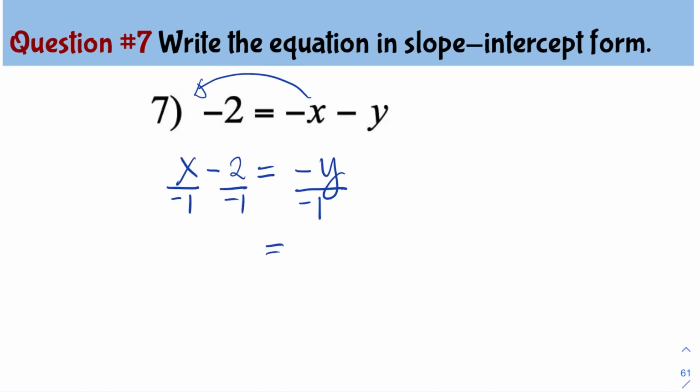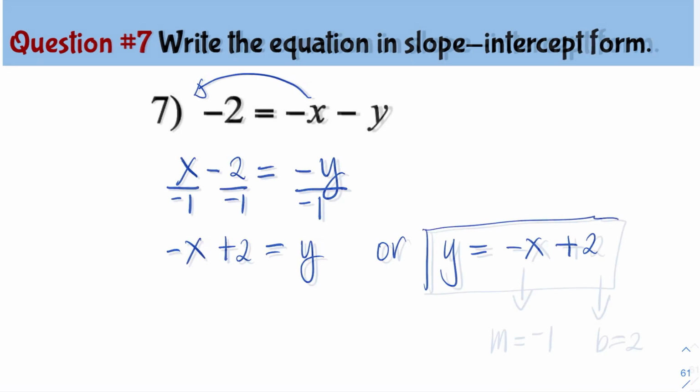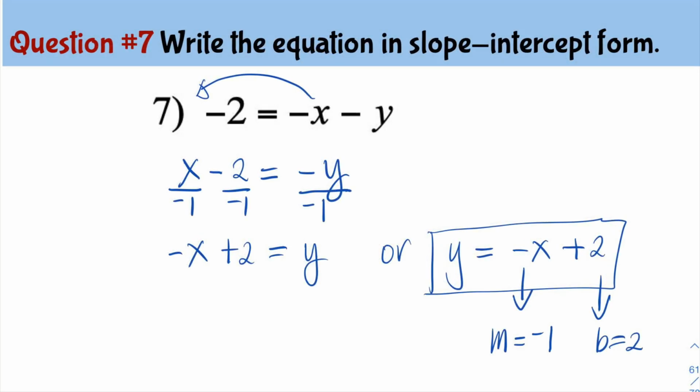So simplifying this, x divided by negative 1 is negative 1x. Negative 2 divided by negative 1 is positive 2, is equal to negative 1y divided by negative 1 is positive y. So this equation is the same thing as y is equal to negative x plus 2, which means that in this equation, the slope here is negative 1, and the y-intercept is positive 2.